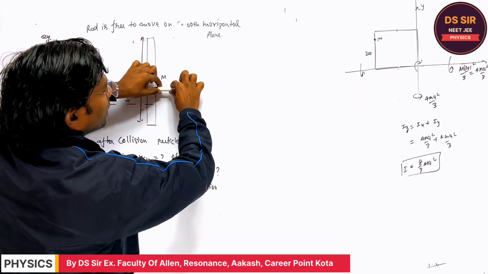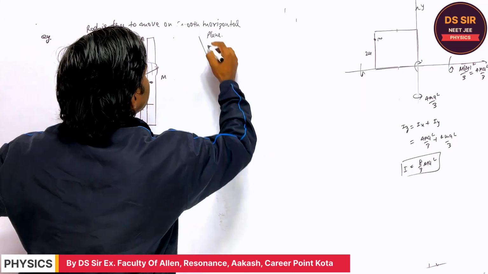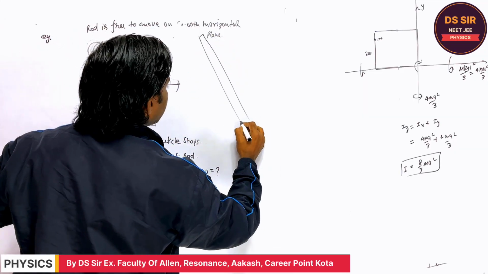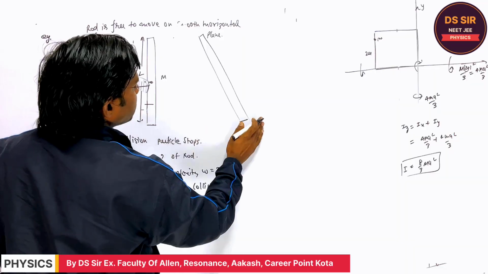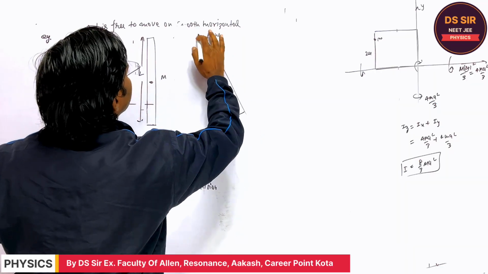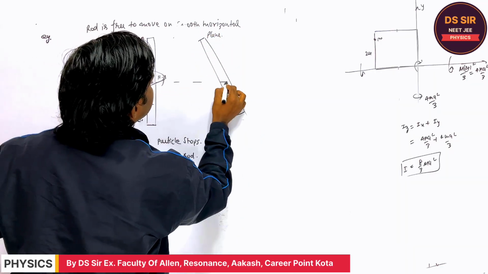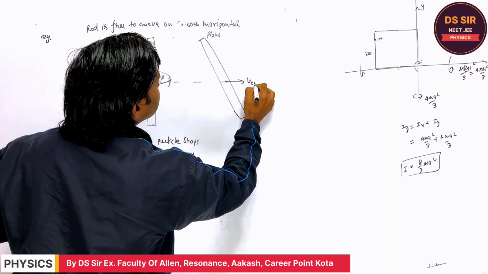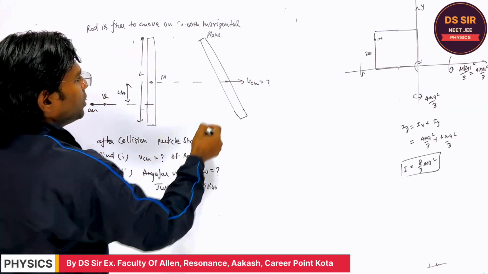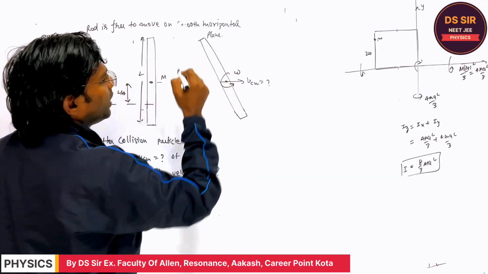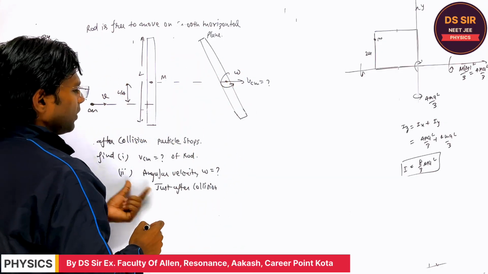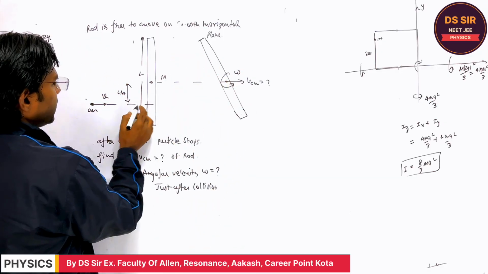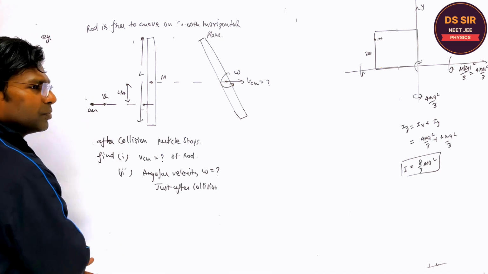Also, it will start rotating like this. So after some time, the situation will be like this. It will start rotating, right? The center of mass will be at this point. It will be moving with some velocity of the center of mass. Also, it is rotating with some angular velocity omega. So you have to find this such that the particle stops, right?